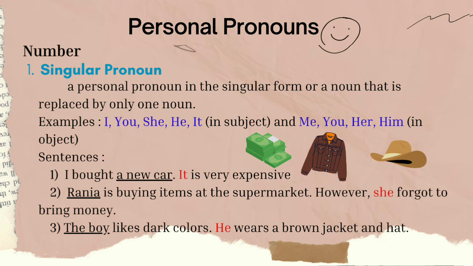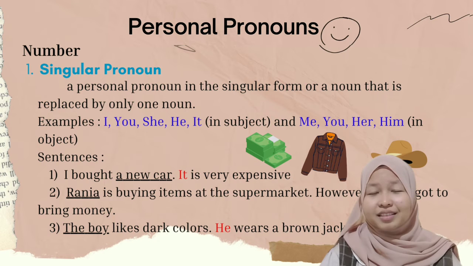Last, the boy likes dark color. He wears a brown jacket and hat. The boy in the next sentence changes to he, because there is only one male, so we use the singular pronoun.